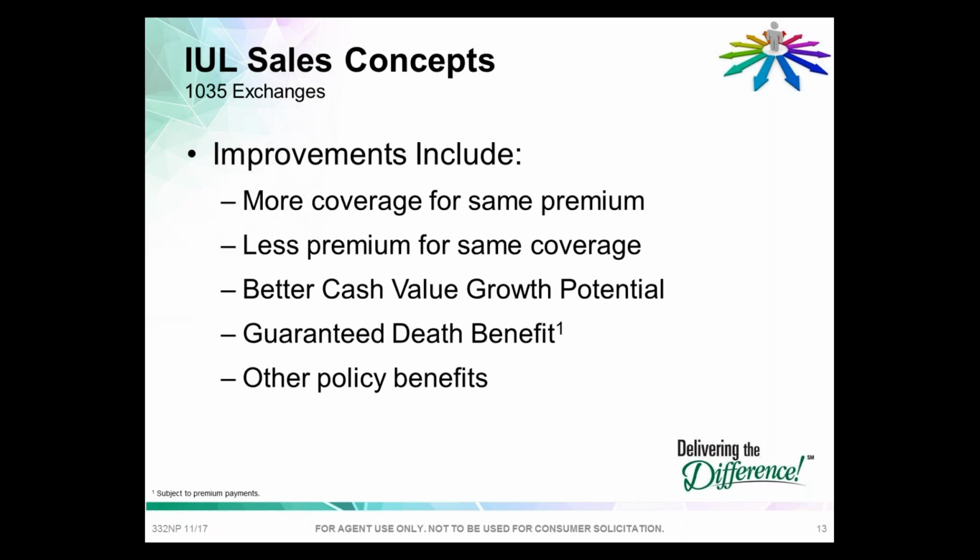You need to find out what's their hot button. What are they most wanting to see this policy do for them? And the best way to do that is to ask, what's that for? And then use their answer to derive which way you're going to go with a product. And IUL can do all of these things, but you need to find out which one is most important to them and focus on that.